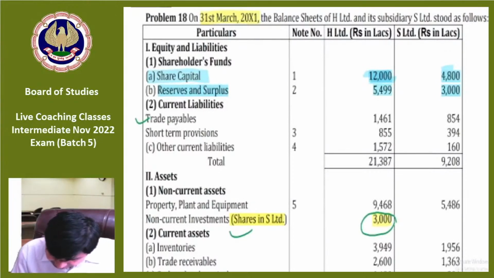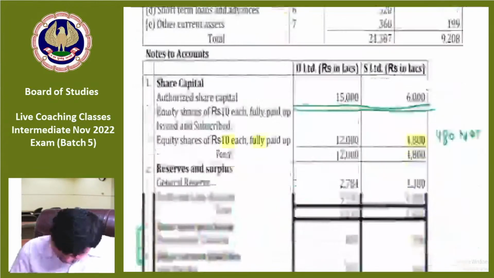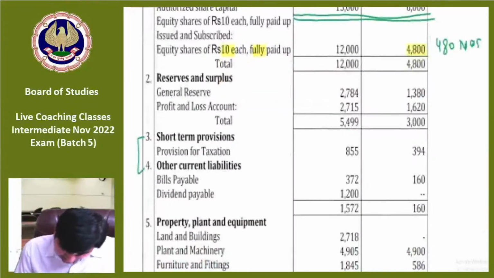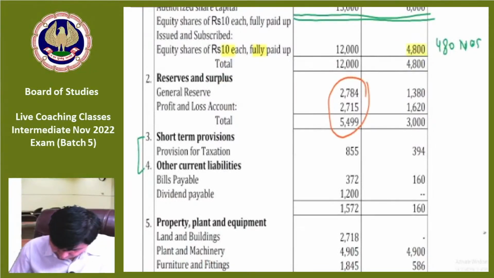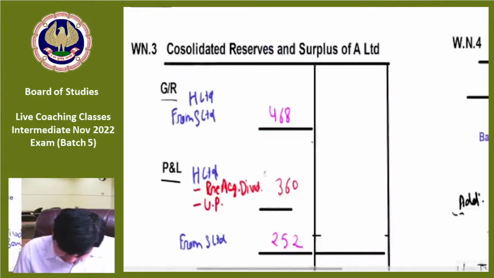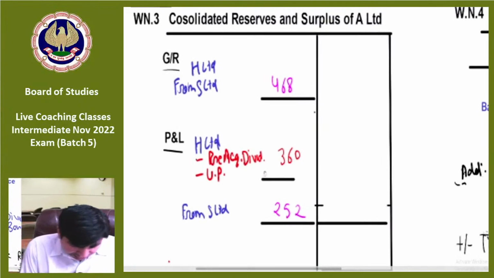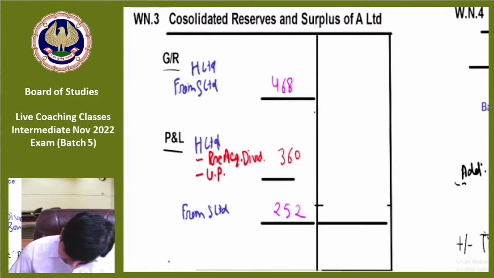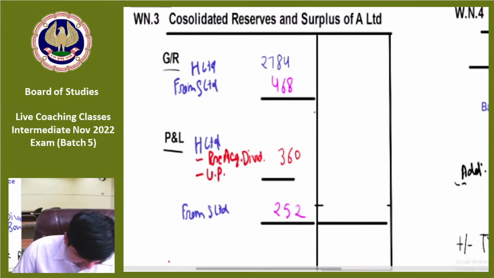In the case of the holding company, now it's the turn for shifting the profit of the holding company. These are the holding company's profit and loss, reserve and surplus. Please post to the right place. And these are the notes to accounts. Holding company general reserve is 2784, and in case of profit and loss, 2715.